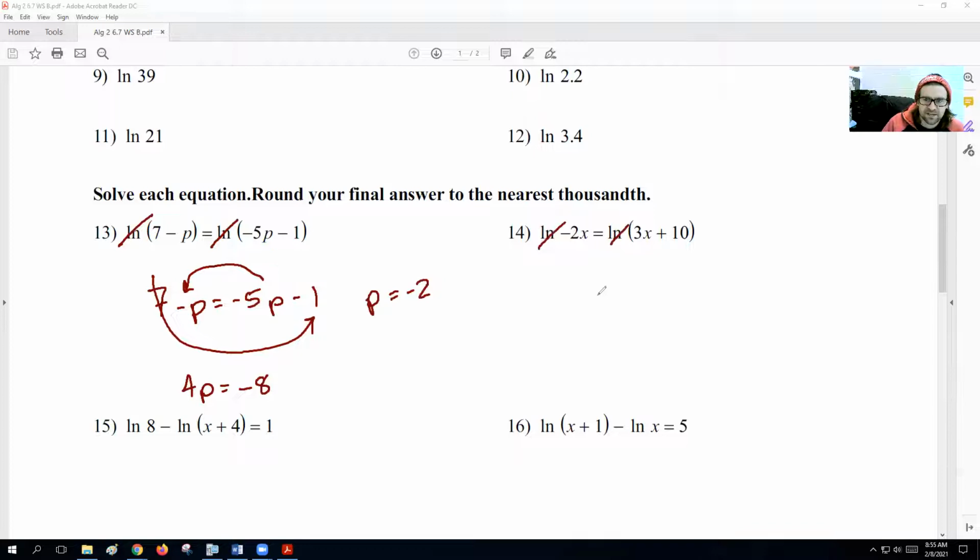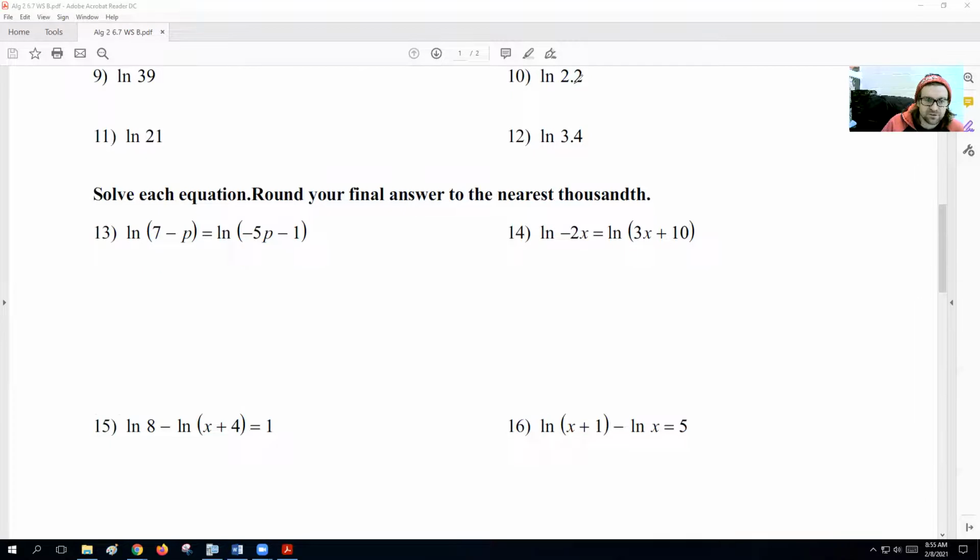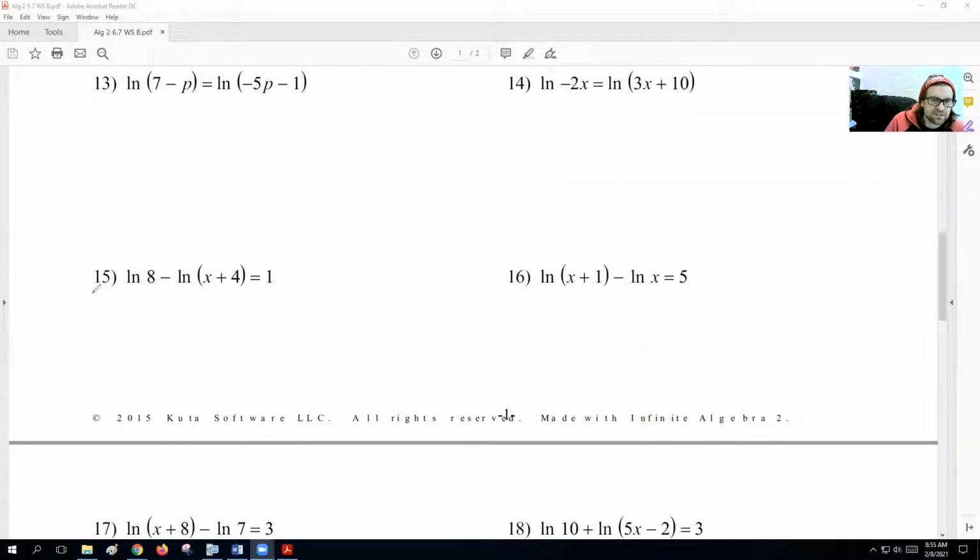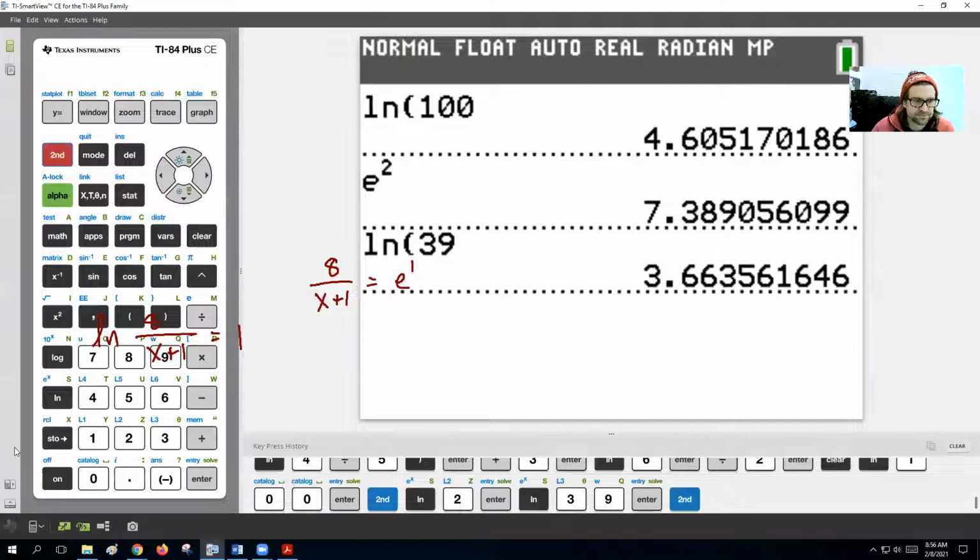So a log on both sides, they cancel each other out. Logs on the same side, they don't cancel each other out. You have to combine them. So this problem here, we look, okay, this would be division. So this is the natural log of 8 divided by x plus 4 equals 1. Now, if we want to get rid of the natural log, we've got to e the other side. So 8 divided by x plus 4 is equal to e to the first power. To get rid of the natural log, we e the other side. So calculator time here. All right, what's e to the first power? I think it's like 2 point something.